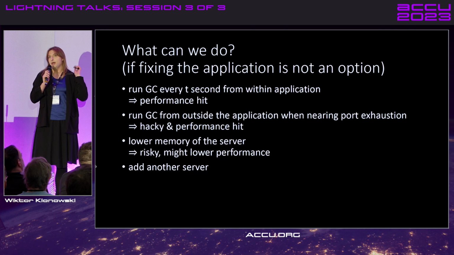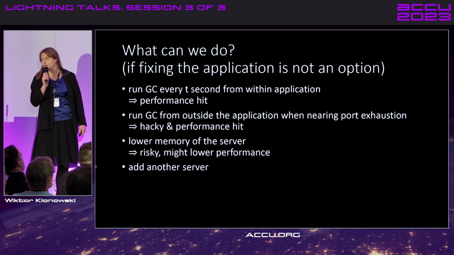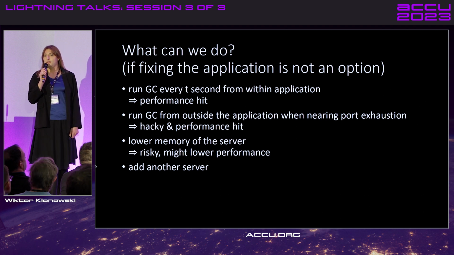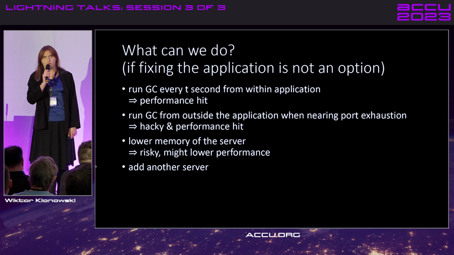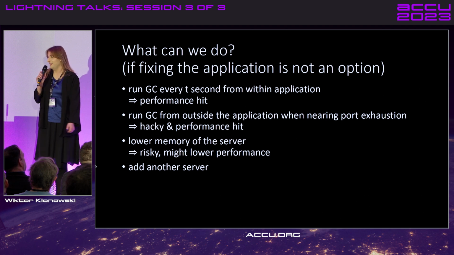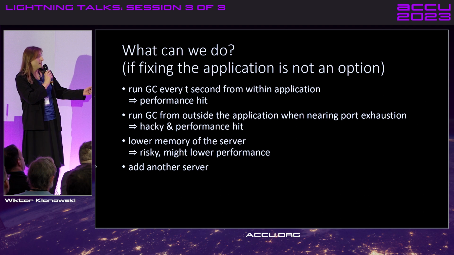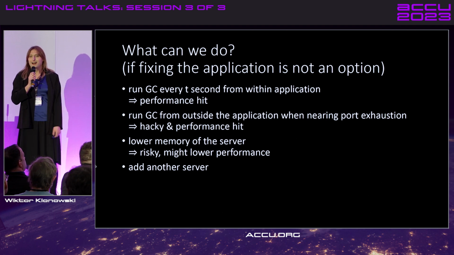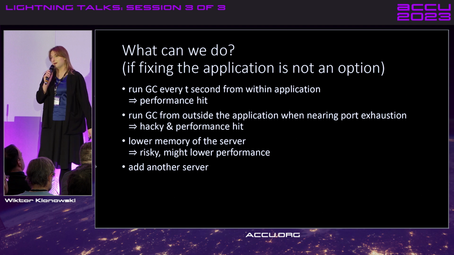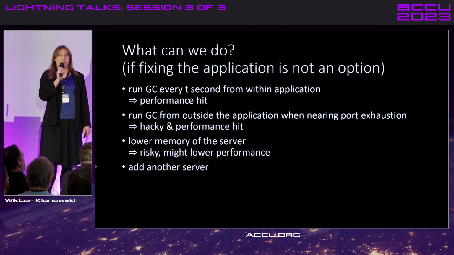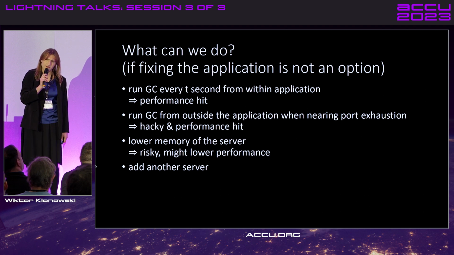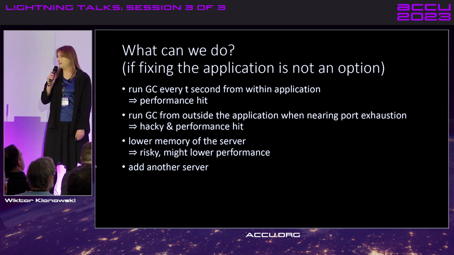So what can we do? Extending the context: if fixing the application is not an option, because to give a little bit of explanation, we did have access to the source code, so I could check that there was not a problem in the implementation in our application, but we could not have fixed anything in the source code. A few proposed solutions: running the garbage collector every tea time, performance hit, because you don't always need to run the garbage collector. Run it from outside of the application if we detect port exhaustion, hacky. According to Stack Overflow answers, at least it's kind of working, but not always, not a great thing.